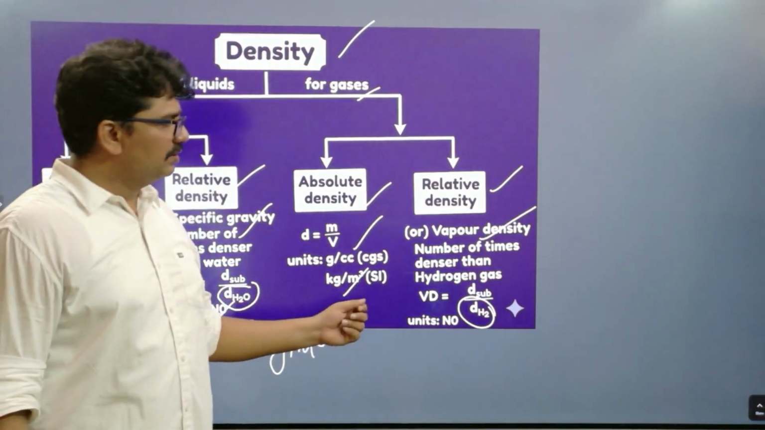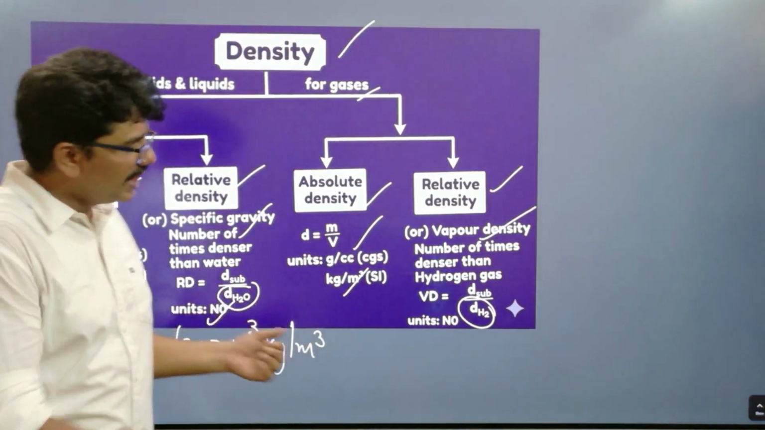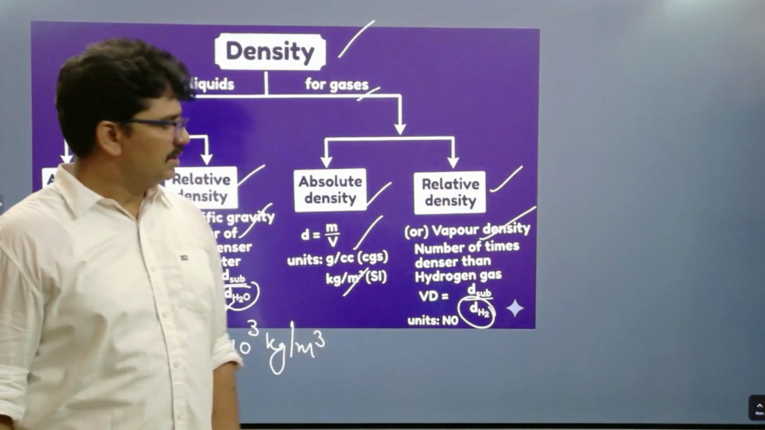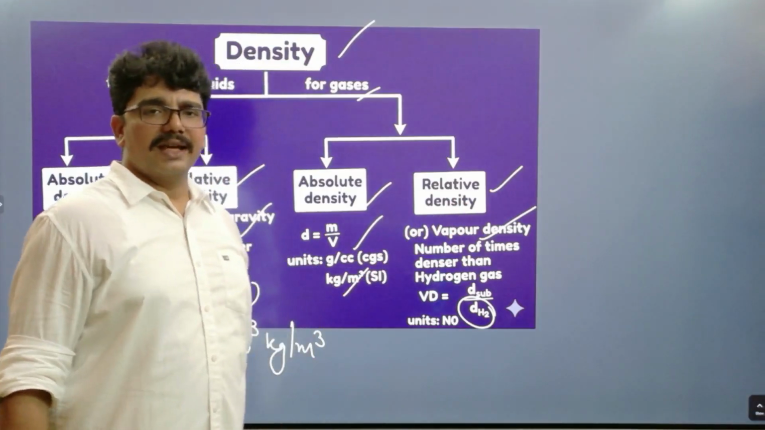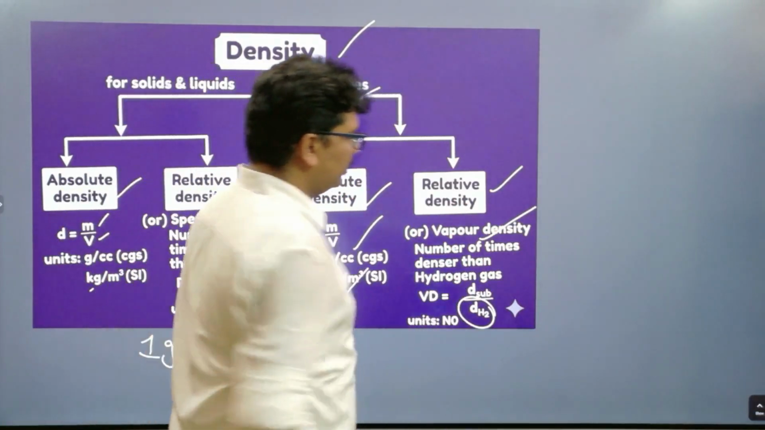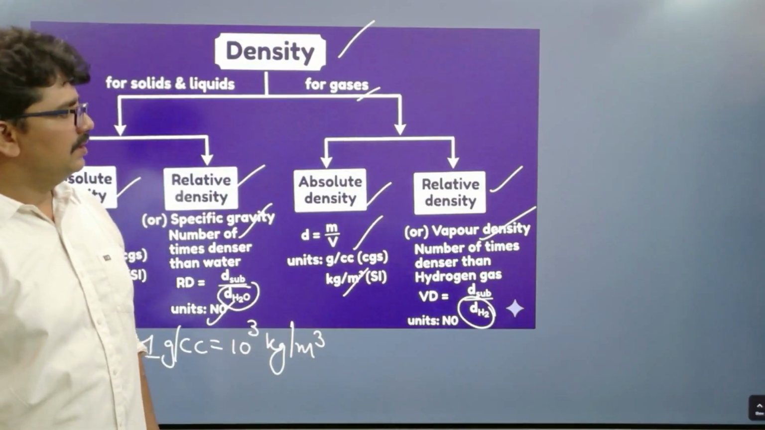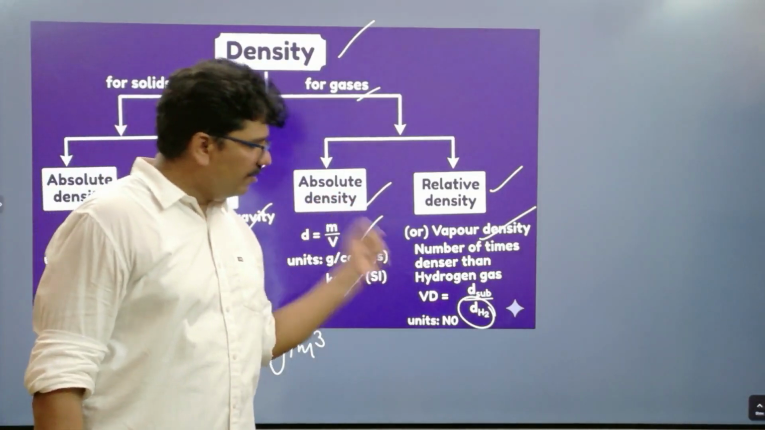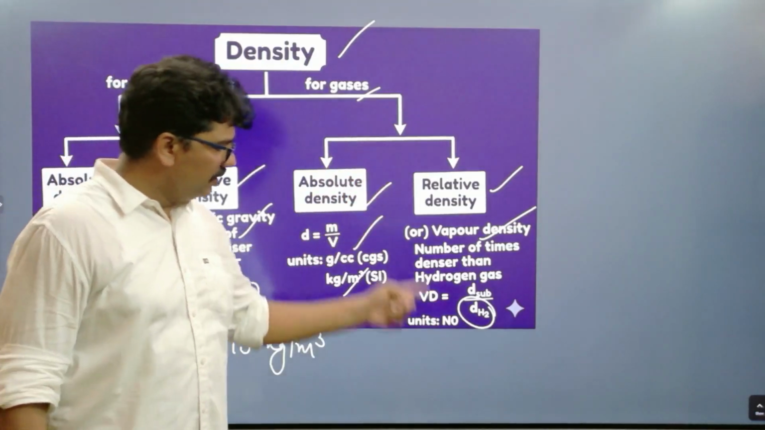How many times the given gas is more dense than hydrogen gas? That is the relative density of a gas. This relative density of a gas is called vapor density. Relative density of a gas is called vapor density. It's a relative property, so it has no units.